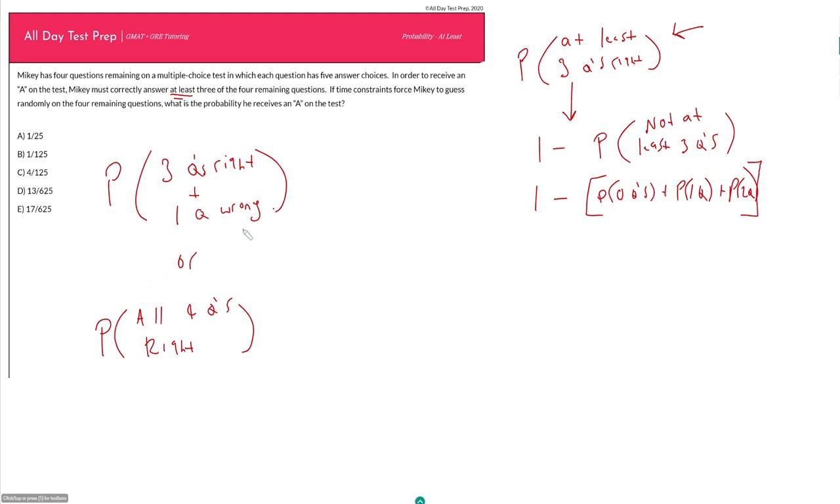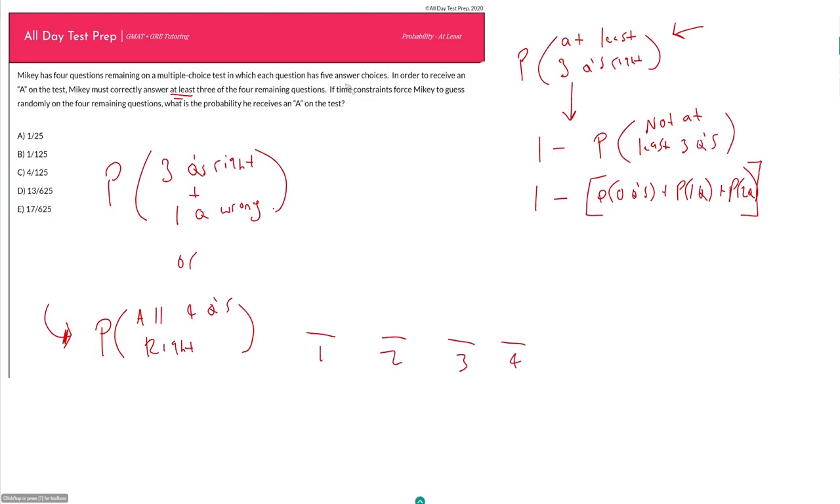This makes a lot more sense. And so let's approach our question this way. And let's start with this scenario here, the probability that he gets all 4 of the questions right, because that is always going to be the simpler scenario when all of the outcomes are the same. And we'll see why in a second.